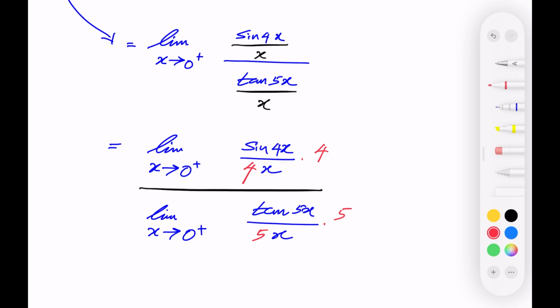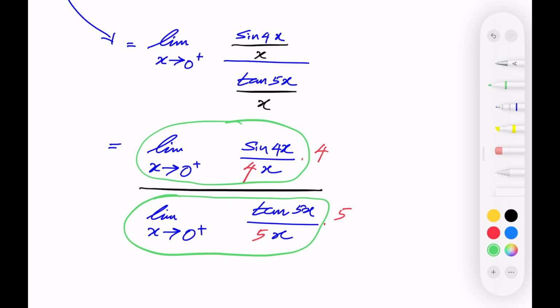The reason for doing it that way is that if I simplify, I can see that these 4's will be cancelled. These 5's will be cancelled. Therefore, I didn't change the question given. But we will not do that simplification. Instead, we will evaluate these two limits using the two theorems that we have.